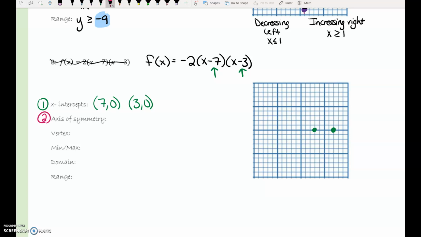The symmetry line is halfway between those. What looks like it's halfway between 7 and 3? 5. If it's not obvious, you can do 7 plus 3, which is 10, and 10 divided by 2 is 5. So find the average of the x-intercepts.